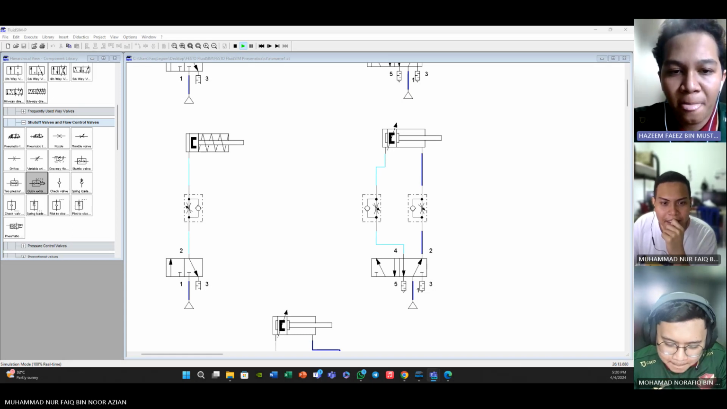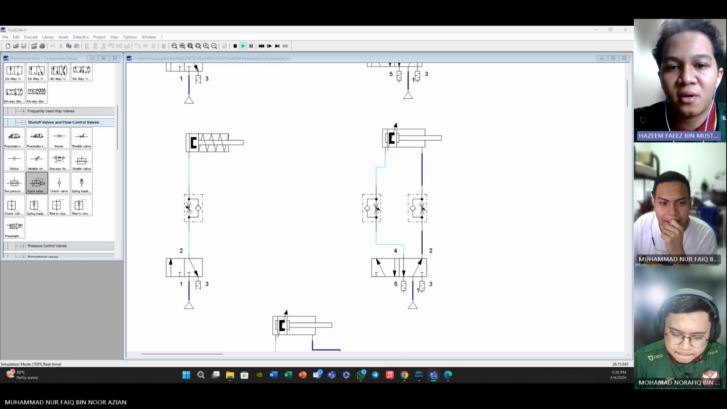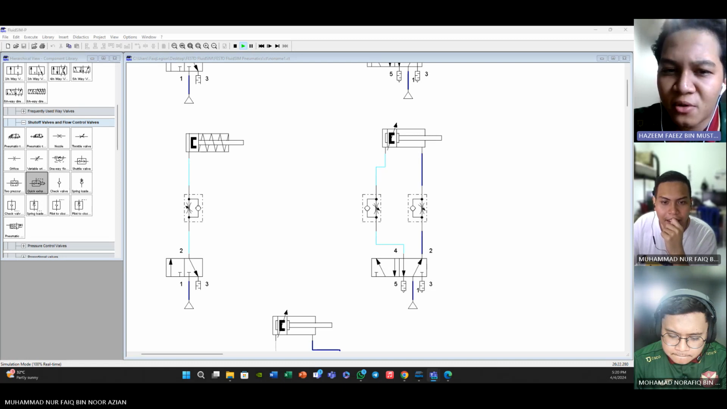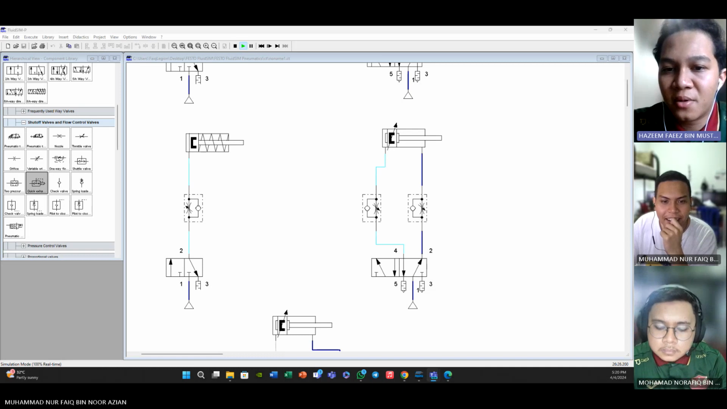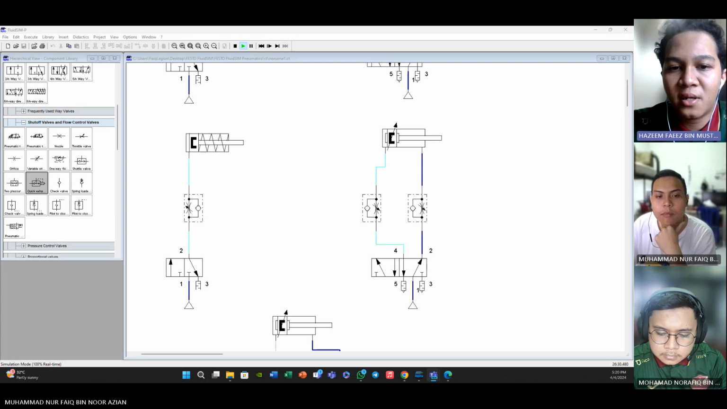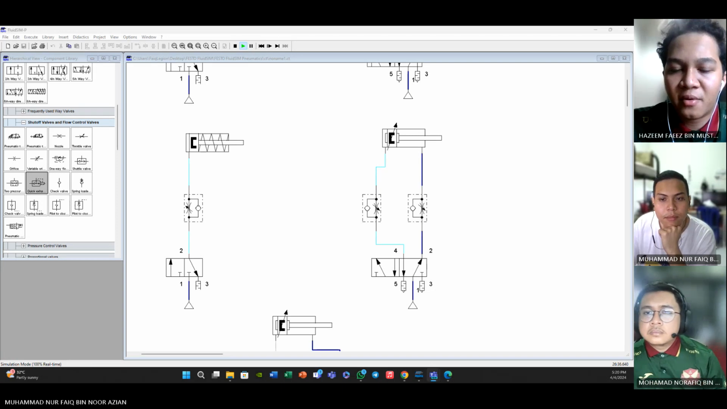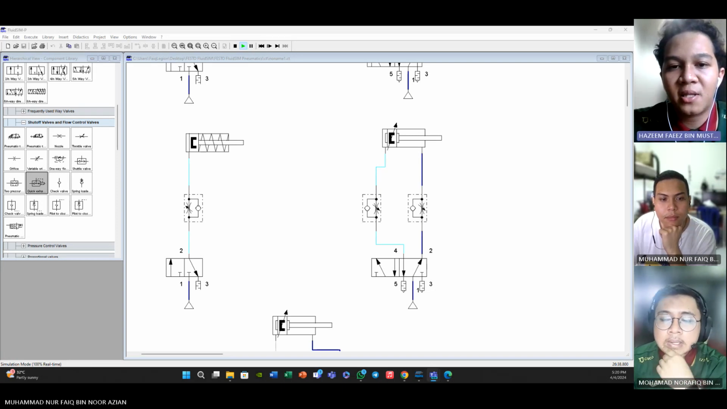A third one, precision control. Throttle valves allow for precise control over the speed of cylinder motion. This is crucial in applications where precise positioning or controlled acceleration or deceleration of the cylinder is required. The next one, adjustability.